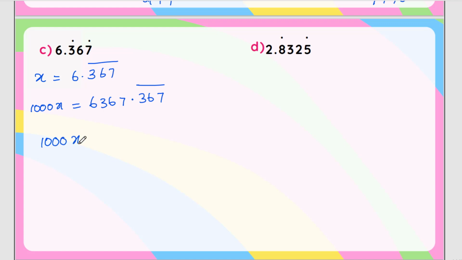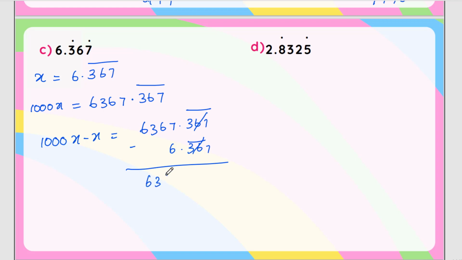Now we are going to subtract this and this. 1000x minus x equal to 6367.367 repeating minus 6.367 repeating. This and this get cancelled and we'll get 6361. So this side 999x equal to 6361. So x is 6361 divided by 999. Yes, next, this sum, same way.